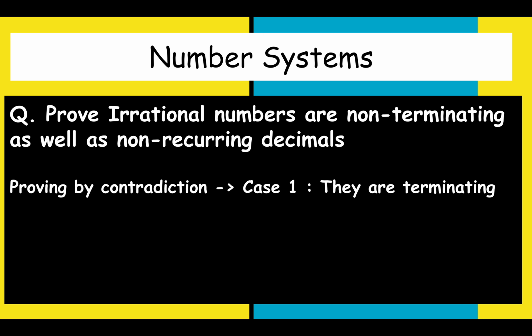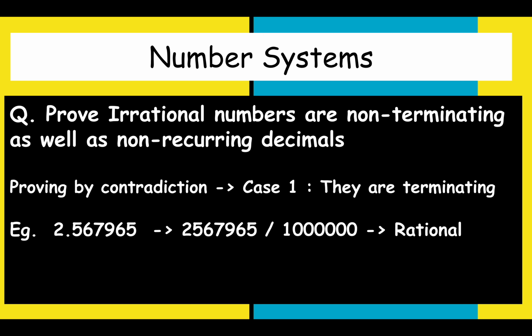Now we'll look at how a terminating decimal typically looks. For example, a terminating decimal is like 2.567965. This is an example where there is an integer before the decimal and some decimal places after it. It is terminating because it ends somewhere. It doesn't go on forever. So this is a characteristic of a terminating decimal.